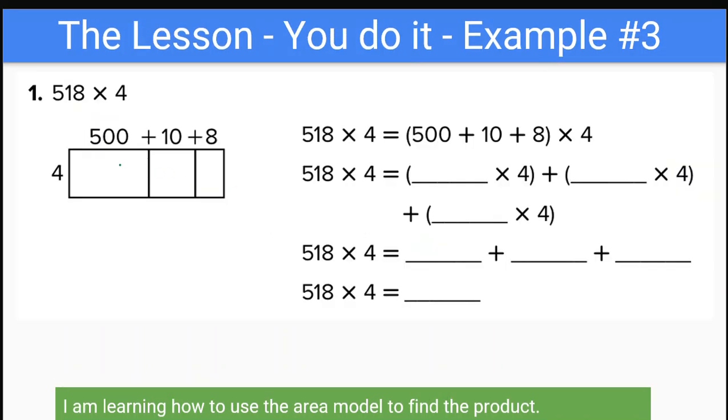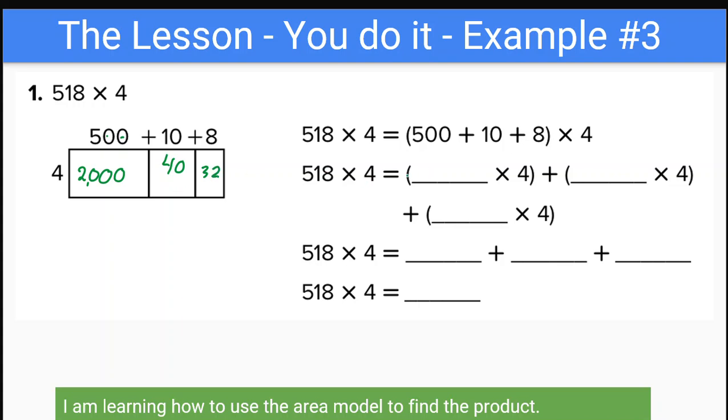All right, here it is again. They gave it to you in terms of an area model, but they also broke it up into an equation right here. Let's just look at that real fast, okay? Over here, they say 518 times 4 equals 500 plus 10 plus 8. That's 518 times 4, okay? Well, 4 times 5 is 20, plus we have 2 zeros right here, so that's 2,000. Then we have 4 times 10, that's 40. And 4 times 8 is 32. Now we just have to add these together.